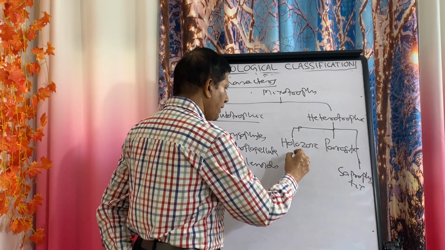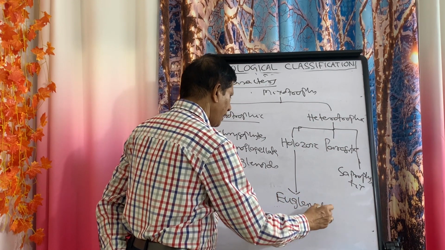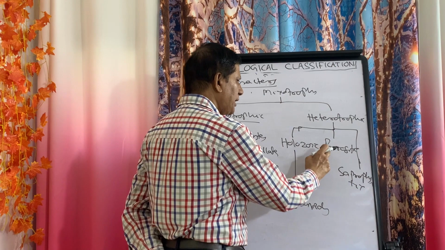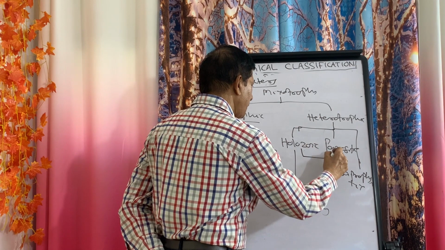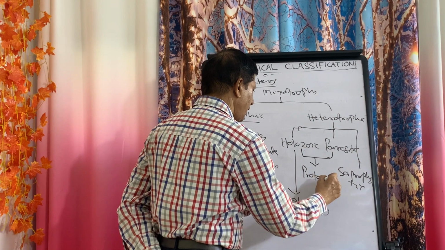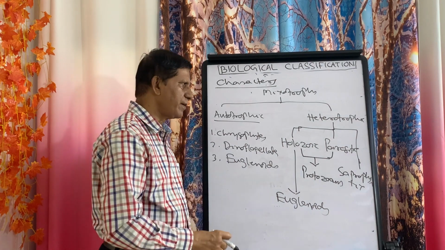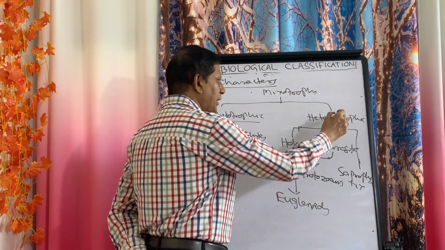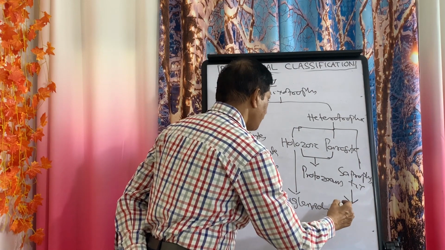Now under this holozoic, the euglenoids are coming. That means they are coming under autotrophic, also they are coming under holozoic. Now these 2 behaviors, parasitic and holozoic, are present in protozoans. Holozoic means the mode of taking the solids, and they are also parasitic because they cause some diseases. While heterotrophic, saprophytic, these are usually the slime molds.